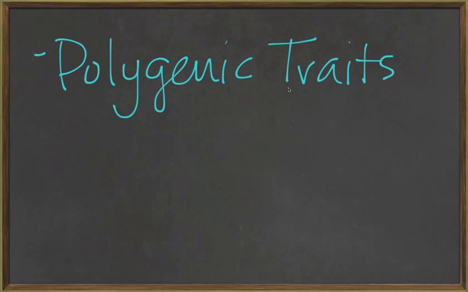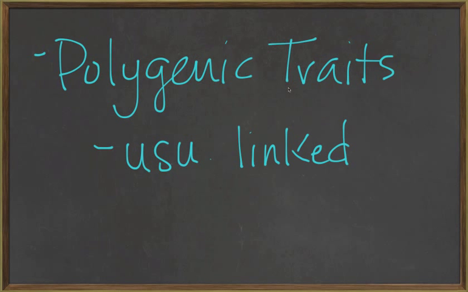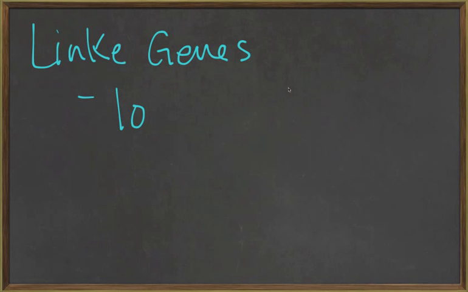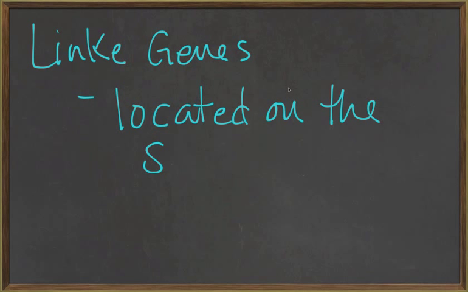Polygenic traits are usually linked together. So even though my height or my hair color or my eye color is going to be controlled by several different genes, those genes are usually in the same general area of the chromosome. They're going to be right around each other. They're going to be neighbors, if you think of it that way. What this means is that linked genes are located on the same chromosome.